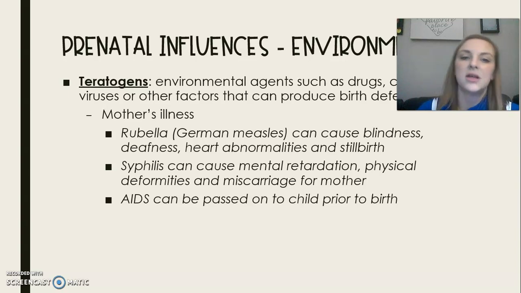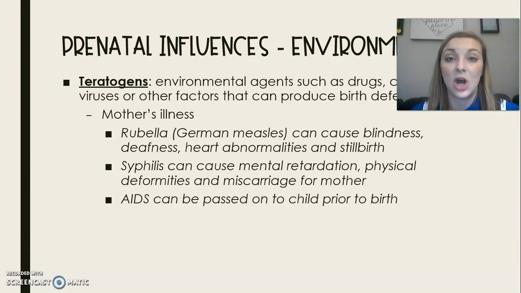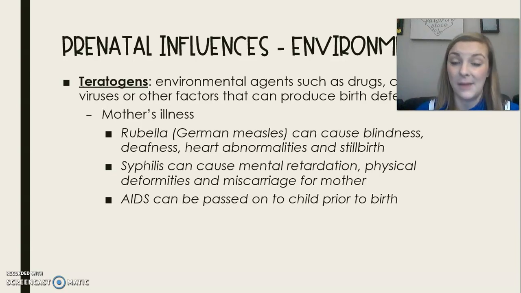So illnesses that a mother has while she's pregnant, so German measles or rubella, can cause blindness, deafness, heart abnormalities, and even stillbirth, which is when a baby is born dead. Syphilis can cause mental retardation, physical deformities, and then miscarriages for the mother. And then AIDS can be passed to a child prior to birth.